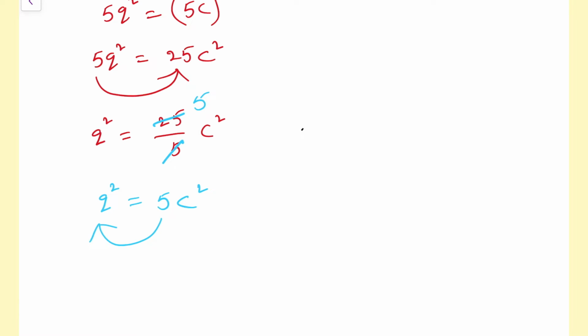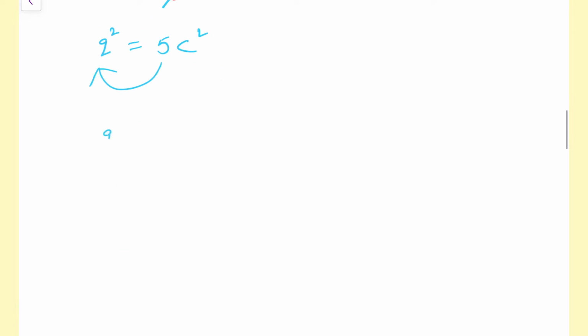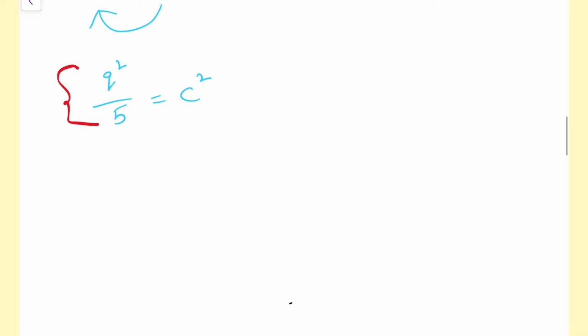Taking 5 to the left side, q square divided by 5 equals c square. Now if we observe this left side part again, q square divided by 5, that can be read as 5 divides q square. 5 divides q square. So if 5 divides q square, then obviously 5 divides q also.